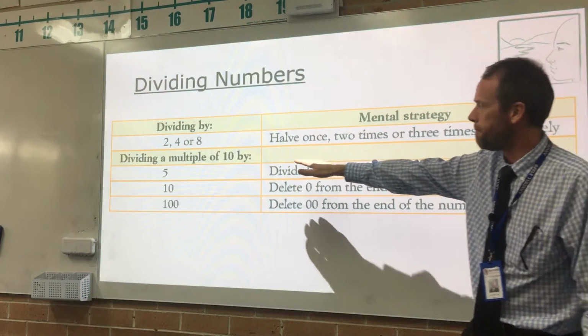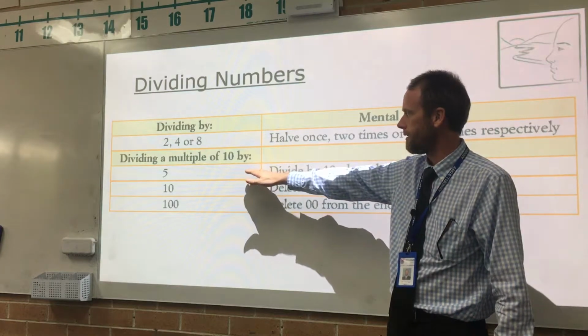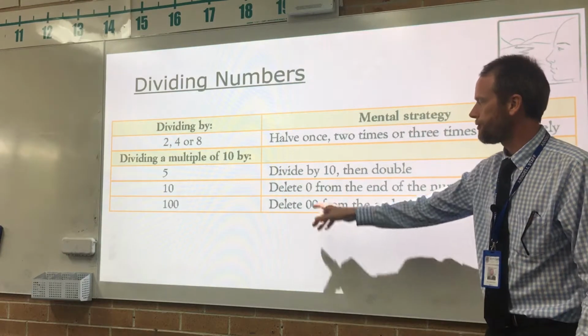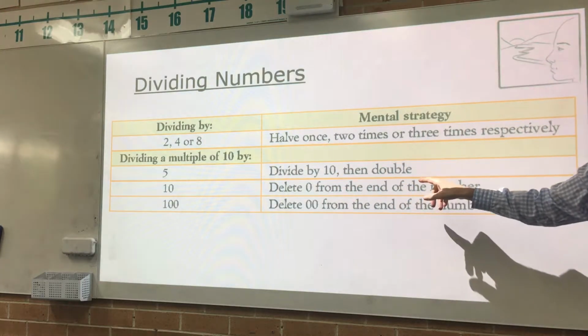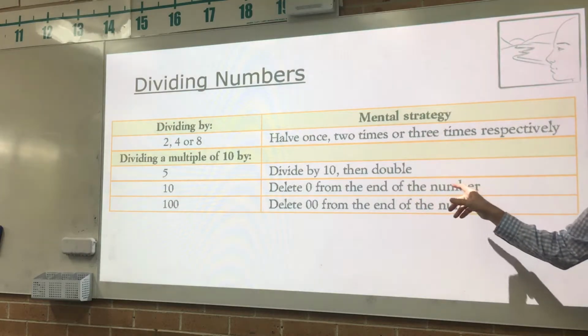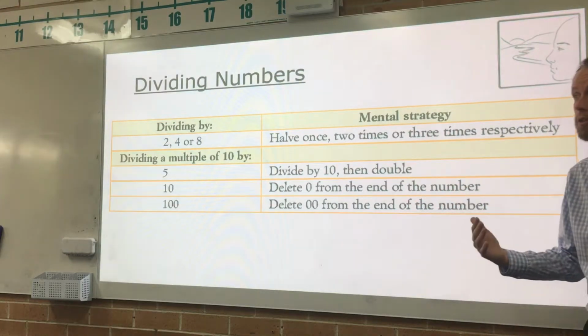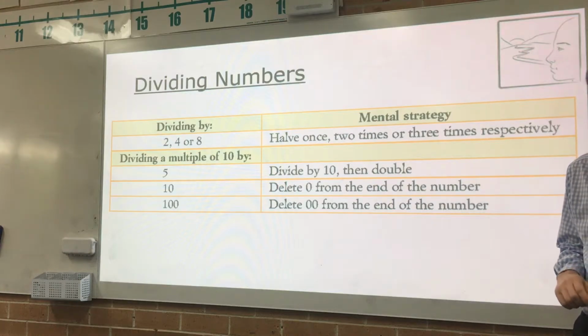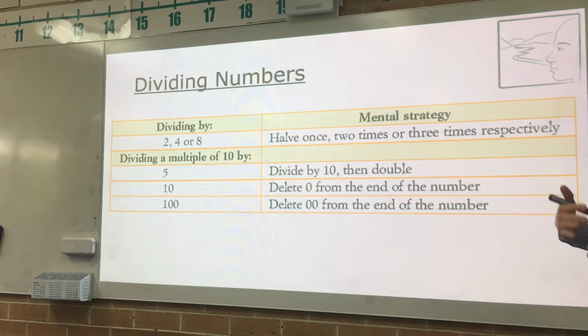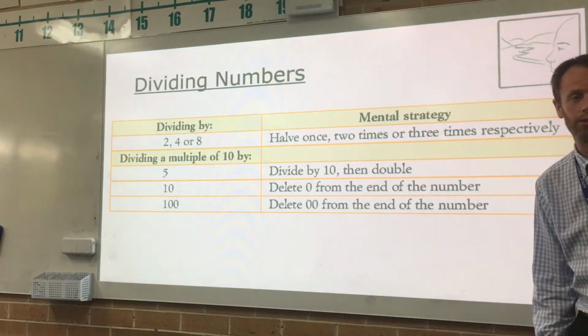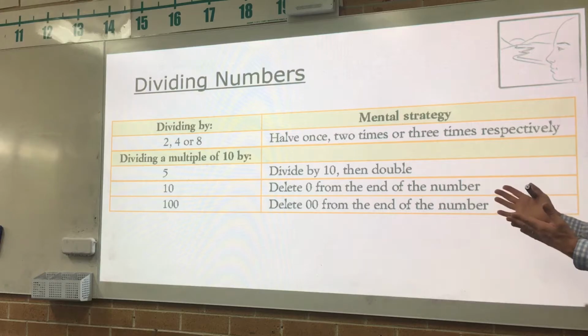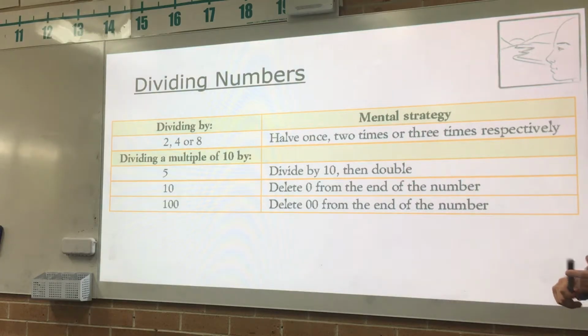If we're going to divide by a multiple of 10, if we've got 5, simply divide by 10 and then double your answer. Dividing by 10, here it says delete 0 from the end of the number. Really what you're doing is you are moving the decimal place 1 place to the left. Delete 00 or move the decimal place 2 places to the left. So this is what we're doing with these sorts of questions. You should have this down so that now I can quickly show you some examples.